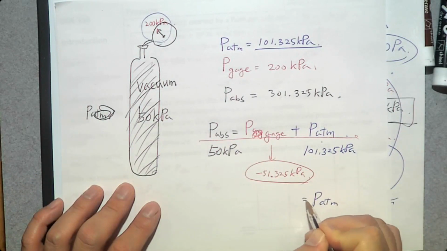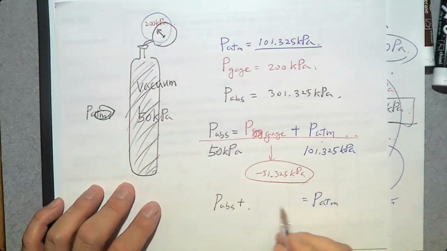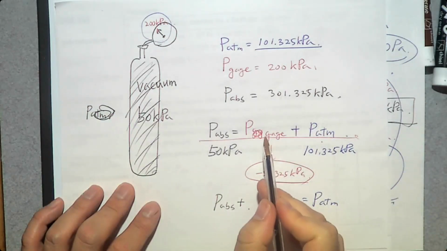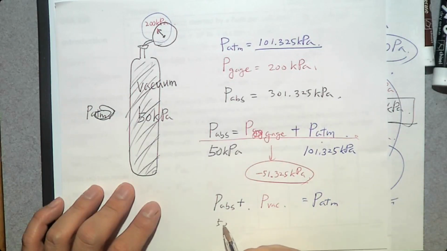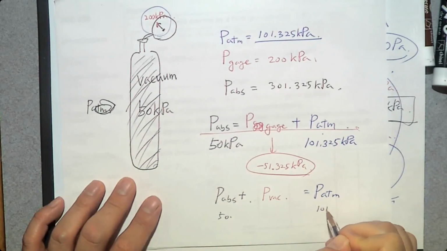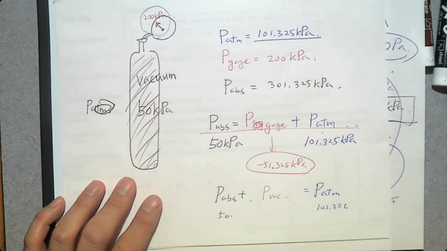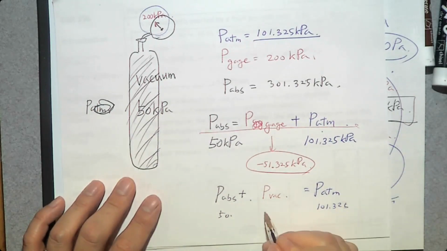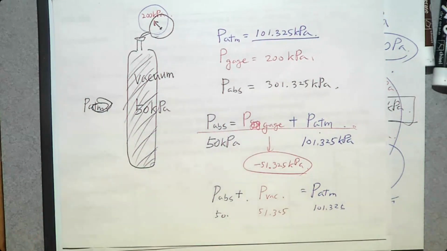Atmospheric pressure is absolute pressure plus gauge pressure, then it becomes positive. However, to distinguish between gauge pressure and this one, we say this one is vacuum pressure. So in that case, absolute pressure is 50. Atmospheric pressure is 101.325, and vacuum pressure, the difference between these two, is 51.325. So none of them is a negative value.